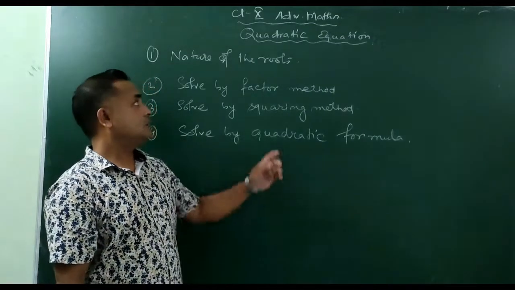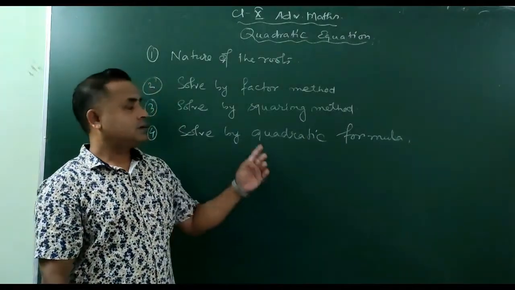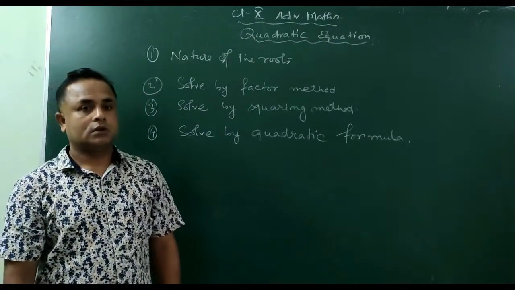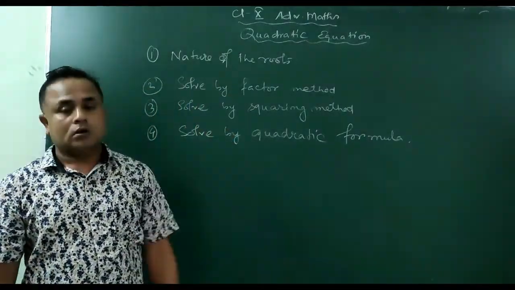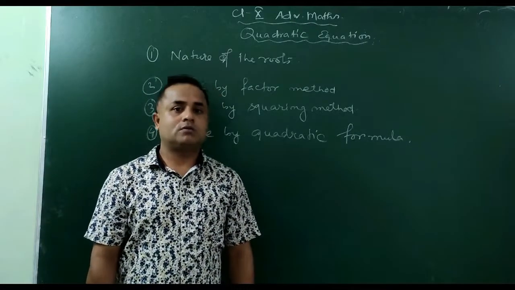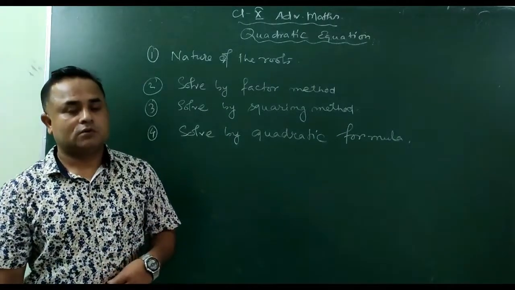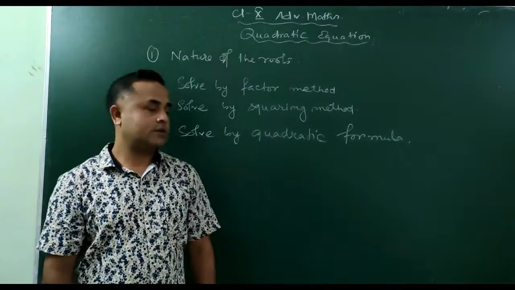The name of the chapter is Quadratic Equations. We will see what a quadratic equation is. A quadratic equation is an equation of an algebraic expression in which the power of one of the unknown variables is 2. It's called a quadratic equation.